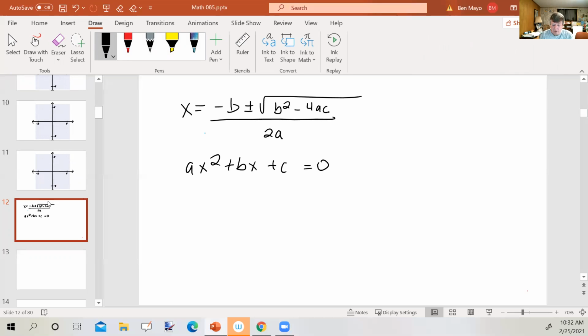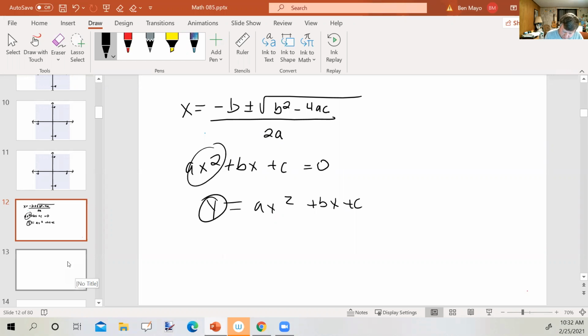Another time you would use it is if you're trying to graph a second degree equation. You would set y equal to 0. So if it was in this form, you'd set y equal to 0, then use the quadratic formula, and the two solutions would be the x-intercepts of that parabola.